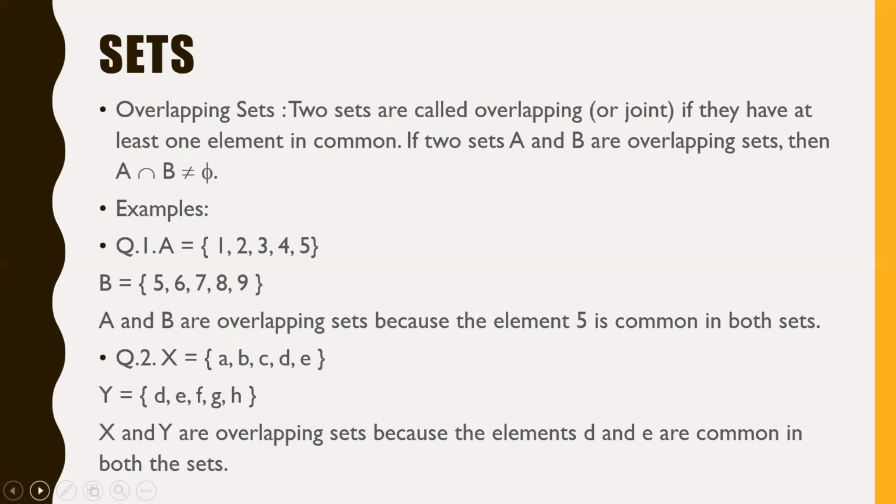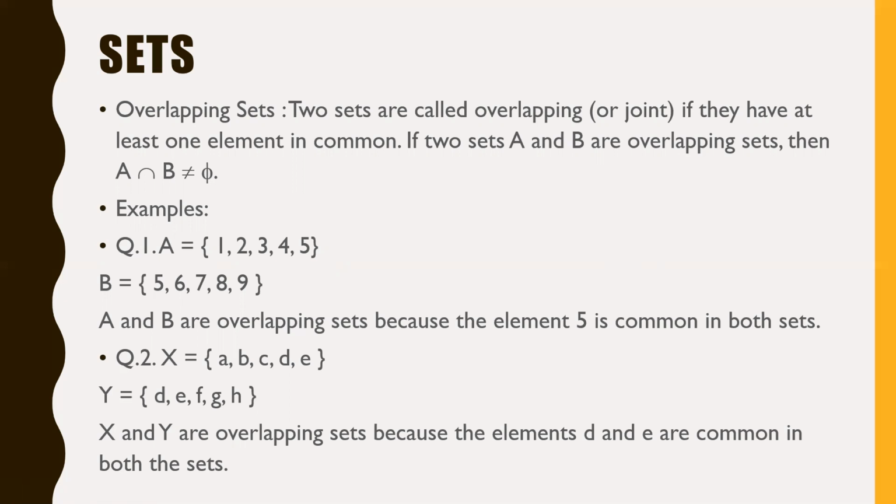A is equal to 1, 2, 3, 4 and 5 and B is equal to 5, 6, 7, 8, 9. So here A and B are overlapping sets. Why? Because the element 5, here you can see in set A element 5 is there and in set B element 5 is there, because the element 5 is common in both the sets. If in set A and set B any common element is there, that means they are overlapping sets.